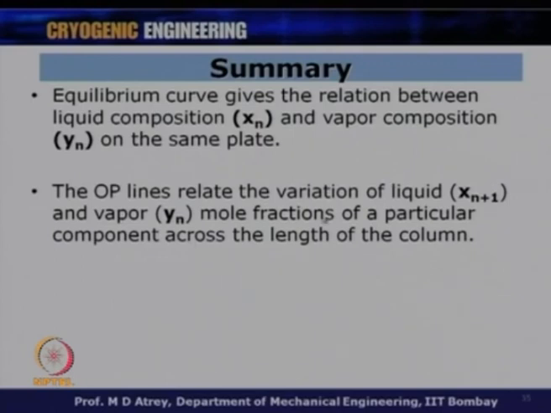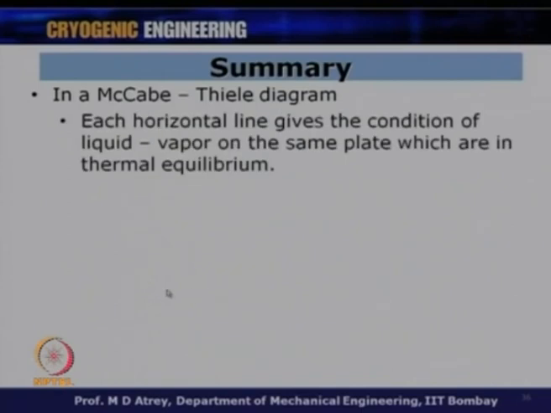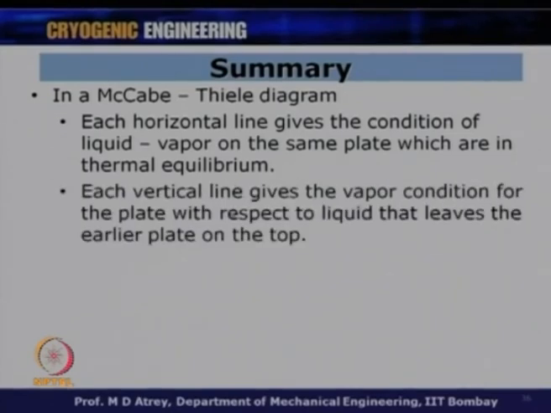The operating line gives the operating parameters for every plate. The equilibrium curve gives the operating parameter for each plate, and this is across the plate because it is xn plus 1 and yn. The plate calculation is a staircasing method which involves locating equilibrium conditions on the equilibrium line and operating line. Alright, so this is also very well known. In a McCabe-Thiele diagram, each horizontal line gives the condition of liquid and vapor on the same plate which are in thermal equilibrium. Each vertical line gives the vapor condition for the plate with respect to the liquid that leaves the earlier plate, which is xn plus 1, and this is yn.